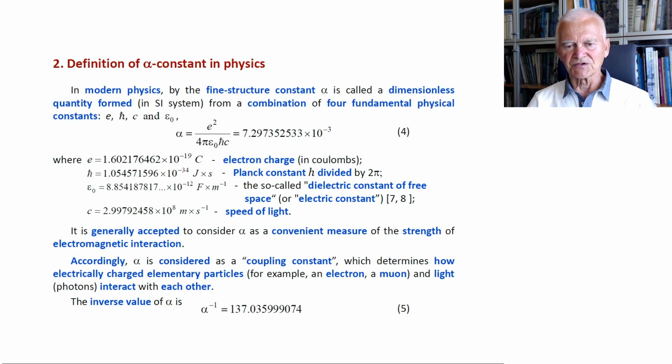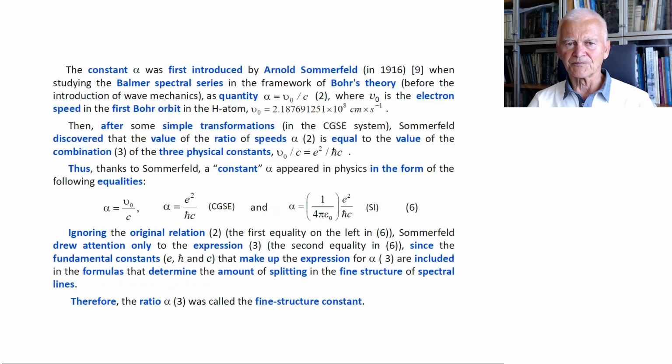Accordingly, alpha is considered a coupling constant, which determines how electrically charged elementary particles, for example electrons, muons, and light photons, interact with each other. The inverse value of alpha is this value. The constant alpha was first introduced by Arnold Sommerfeld in 1916 when studying the Balmer spectral series in the framework of Bohr theory, before the introduction of wave mechanics, as the quantity alpha equal to v0 divided by c, where v0 is the electron speed in the first Bohr orbit in the hydrogen atom. This is the value of this speed.